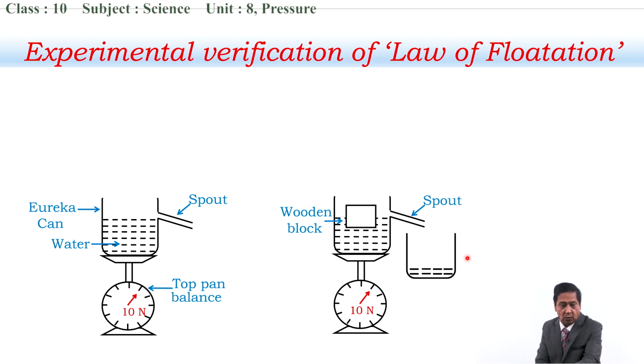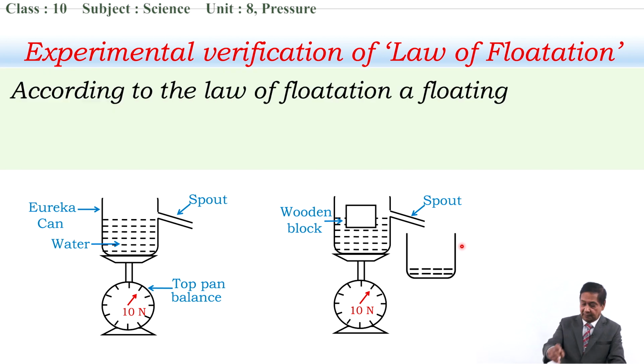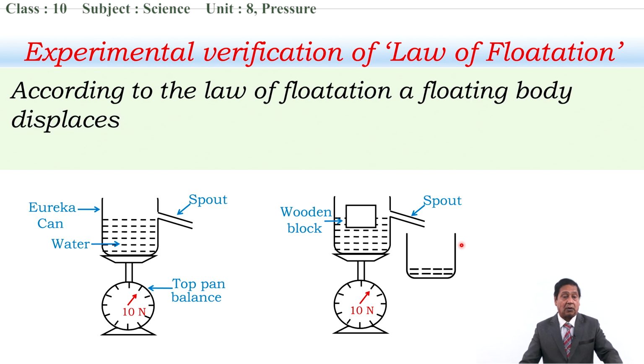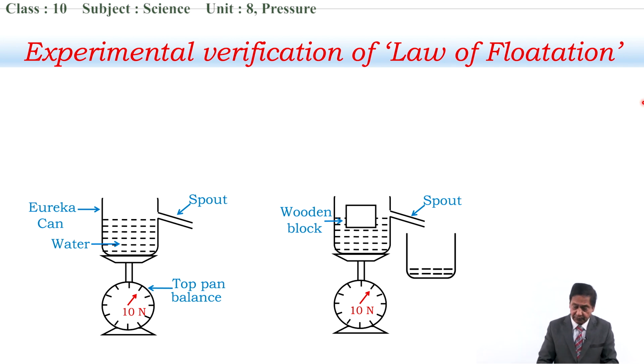If we collect this water, then certainly the weight of the water displaced by this wooden piece is equal to its own weight. Since the wooden piece is displacing water equal to its own weight, because of this reason the combined weight is again found to be 10 Newton. This way we can conclude experimentally that this is according to the law of flotation.